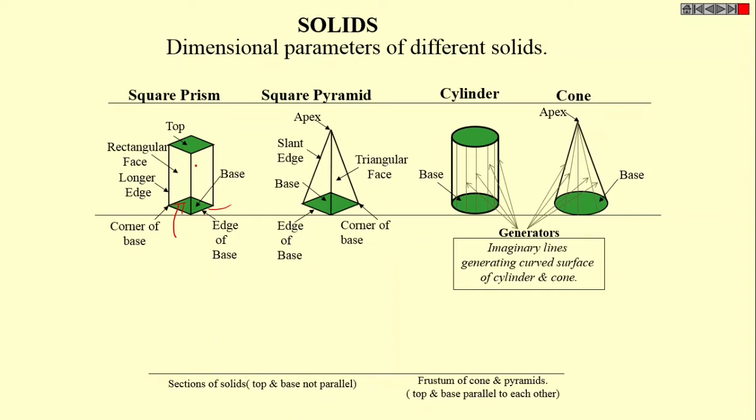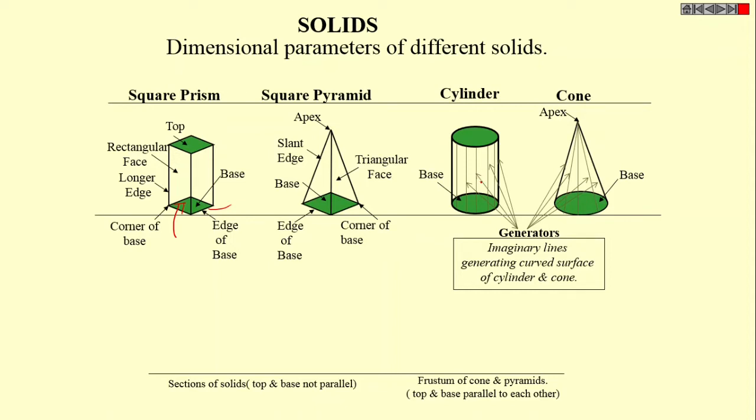There are no particular slant edges or vertical edges or longer edges, as in the case of a square prism or square pyramid. There is an infinite number of generators. All generators are equal. So we can't point out a particular generator as important, because all generators are equal, and there is an infinite number of generators in the case of cylinders.